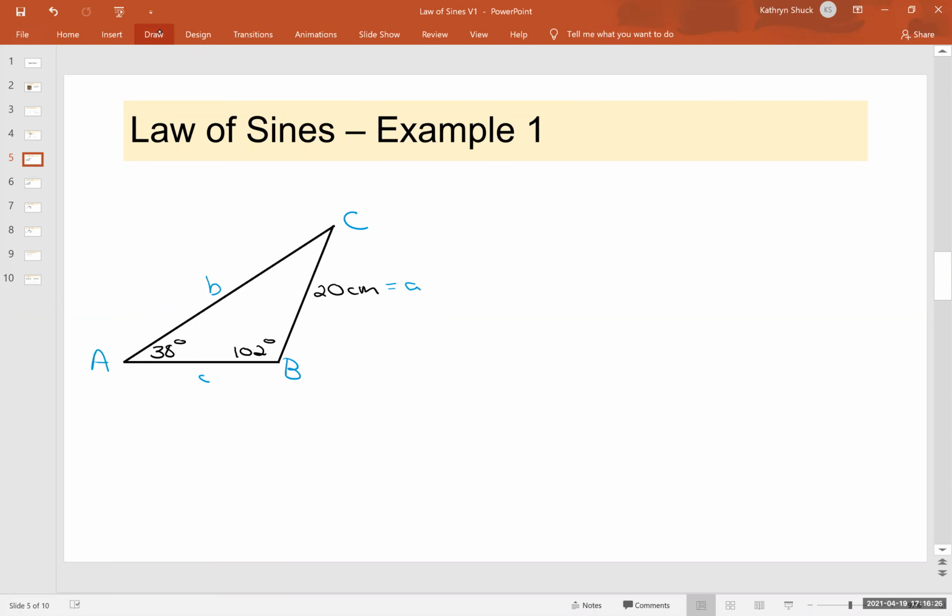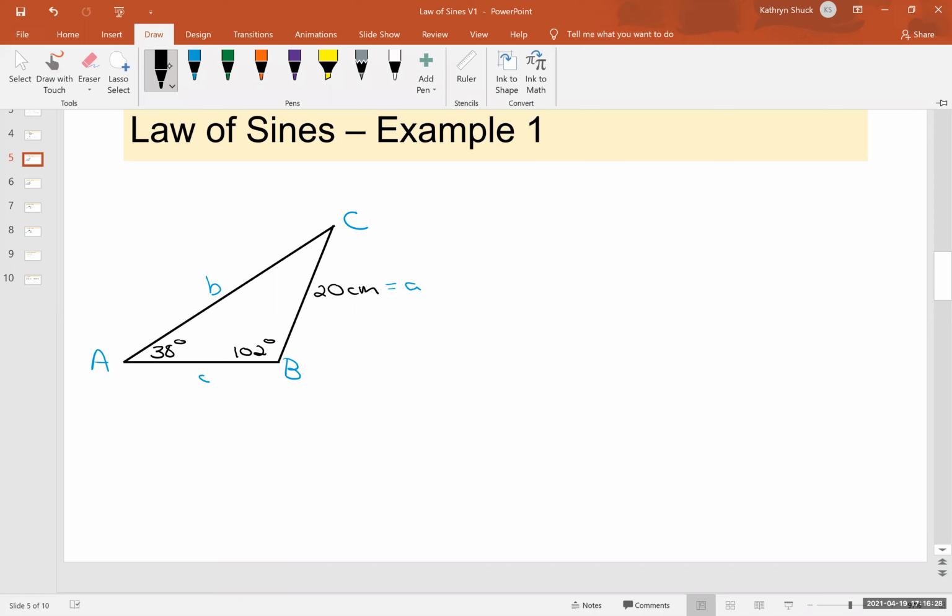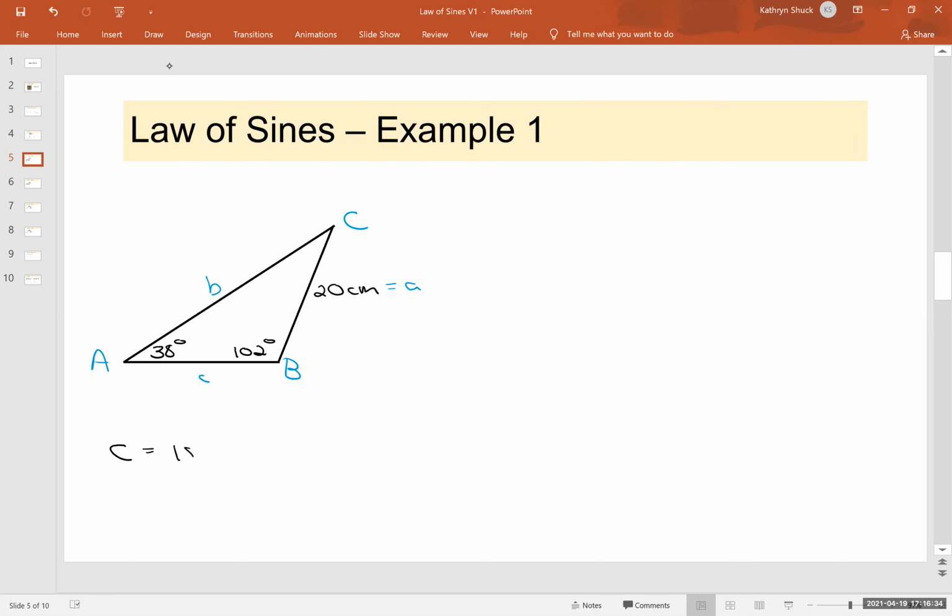Okay, before we do that, though, we're going to do something very simple to start with. We're going to find the measure of angle C using the concept that the sum of the interior angles of a triangle is 180 degrees. So 180 degrees minus 38 degrees minus 102 degrees is going to give me the measure of angle C. So angle C is just 40 degrees. Okay, so one thing known.